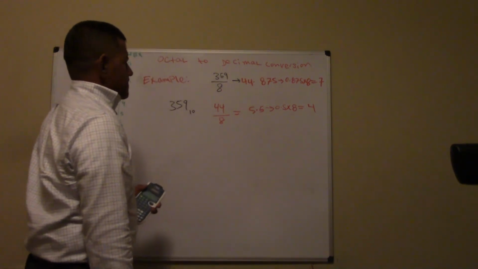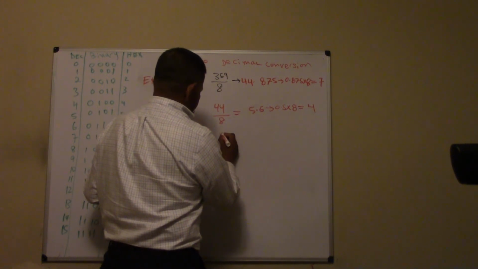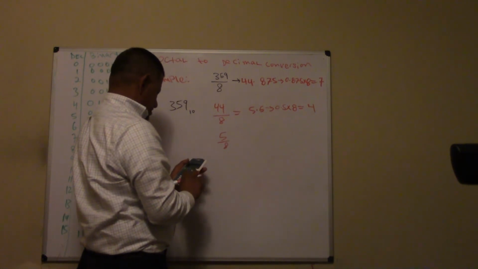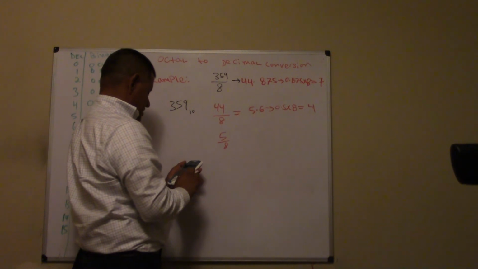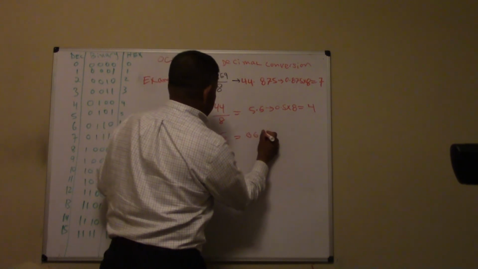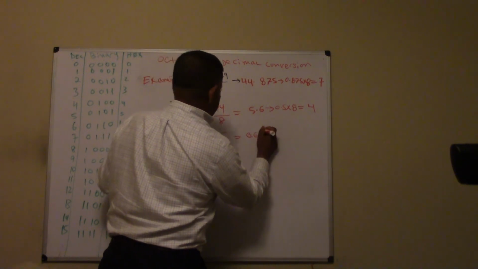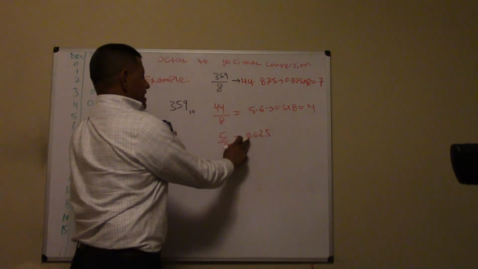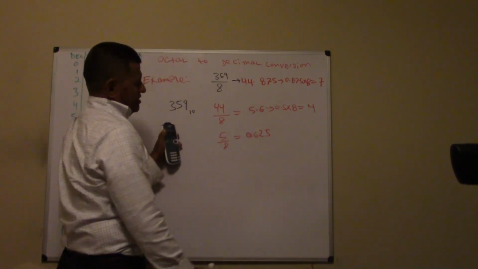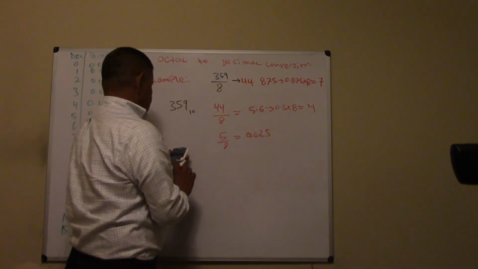Now do 5 over 8. I am dividing the last 5 right here. 5 over 8 is going to be equal to 0.625. See, now I got a 0.625 and I got a 0 here. So I stop here. That means I take that and multiply by 8 again, and I got 5.